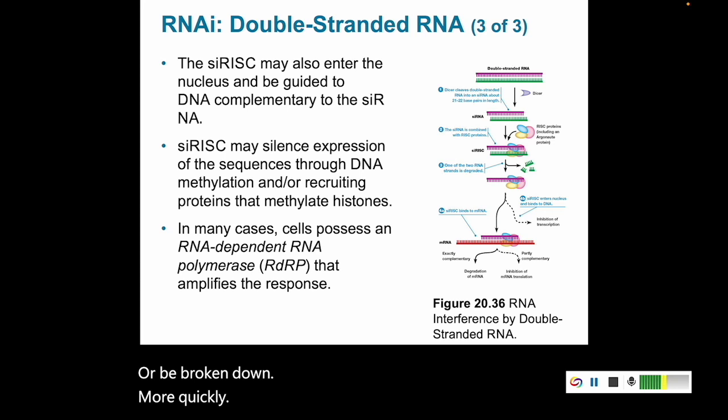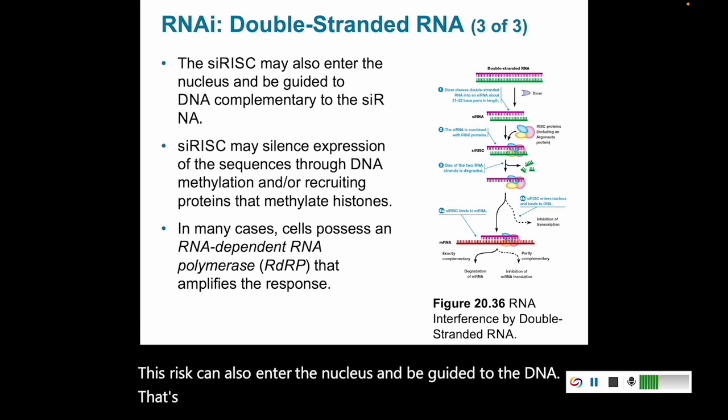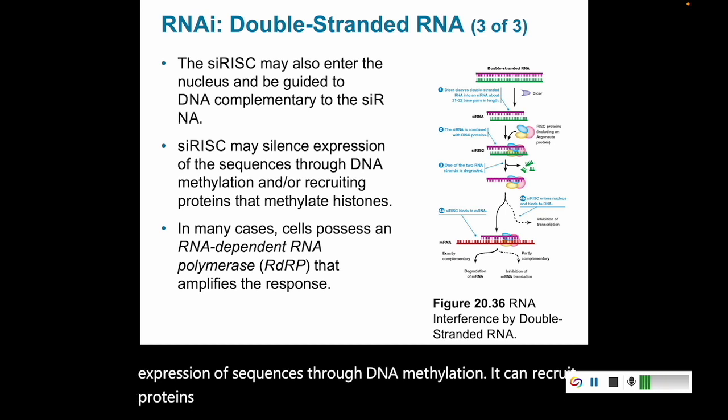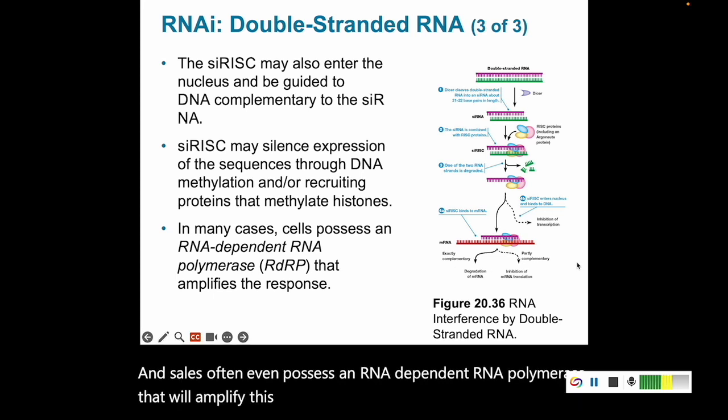This RISC can also enter the nucleus and be guided to the DNA that's complementary to the siRNA. The siRISC can silence expression of sequences through DNA methylation. It can recruit proteins that methylate histones. And cells often even possess an RNA-dependent RNA polymerase that will amplify this response to control gene expression.